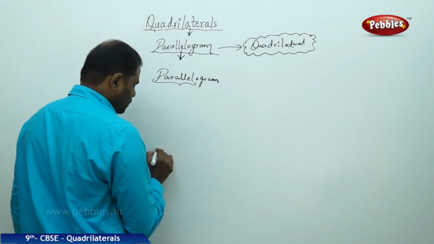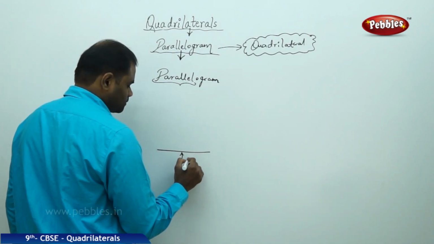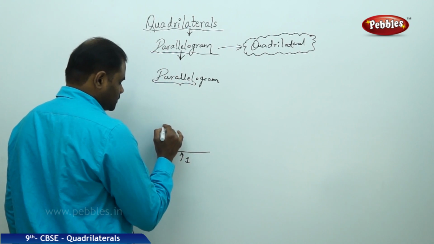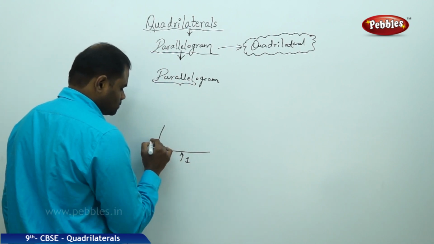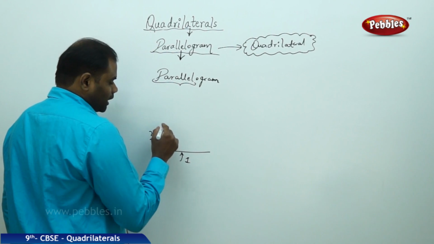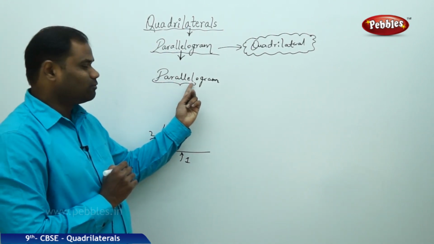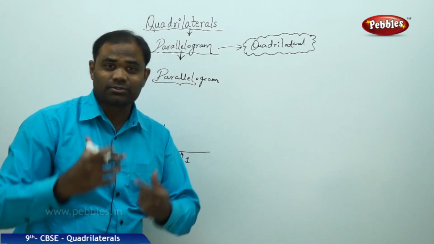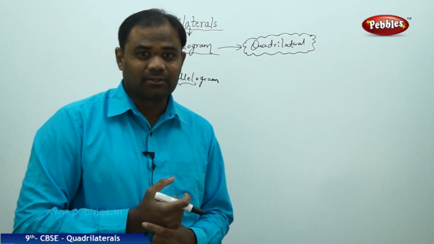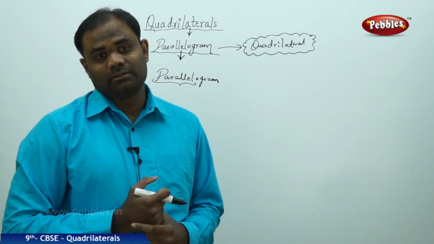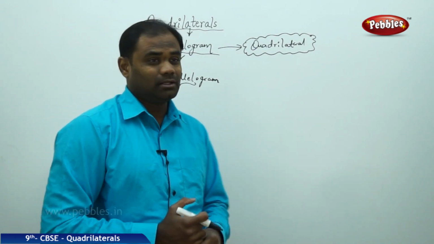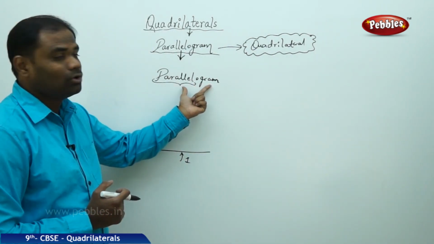is the line 1, the line 2 and the line 3, which is parallel to this. The condition is that all four straight lines which are joined together to form a quadrilateral must be parallel. The pair must be parallel, is how we understand parallelogram.